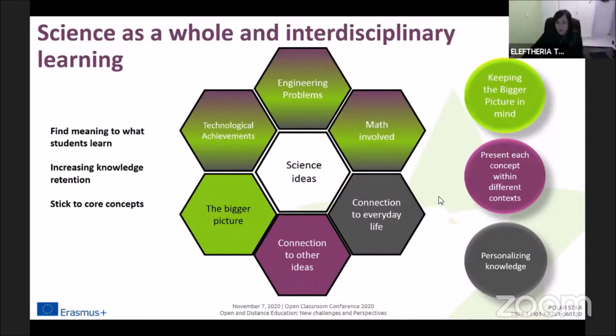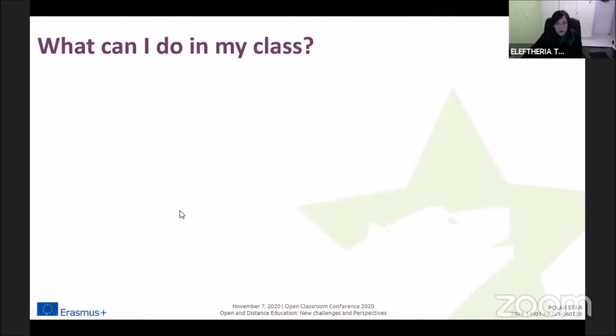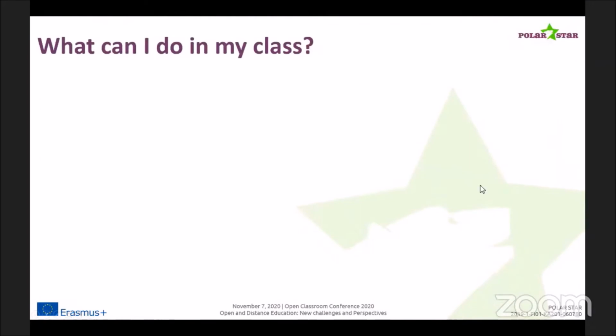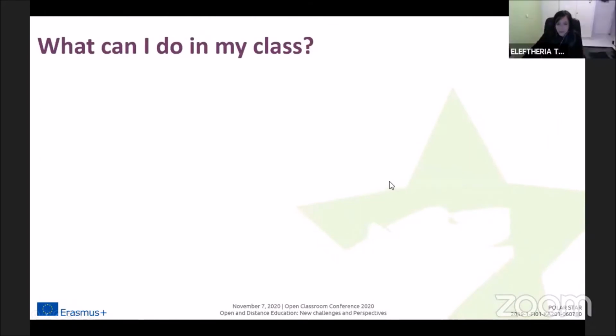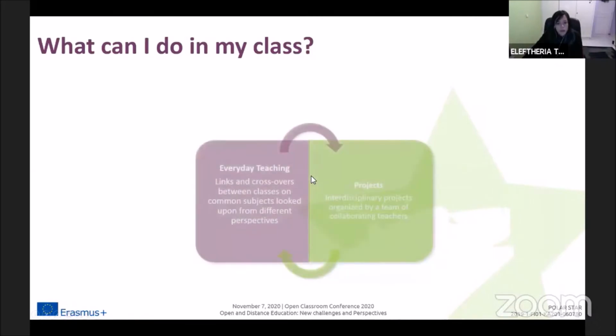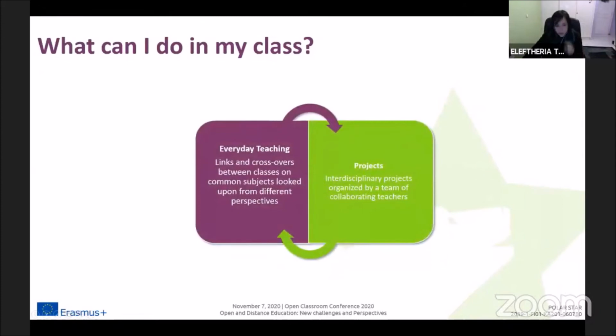Okay. So how can we take all of that into the school classroom? How can we do that in class? Well, you have 2 ways to do it. You can do it during your everyday teaching by doing crossovers and by linking what you're teaching to other science disciplines, and you can do it with longer term projects, which of course should be interdisciplinary and are best organized if you're working as a team with your colleagues.